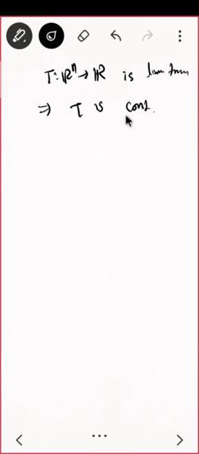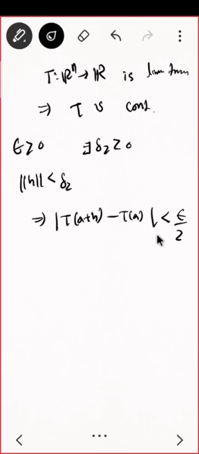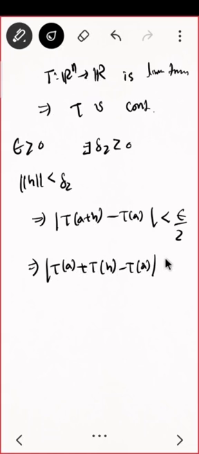If it is continuous, then can I write the definition of continuity? For the same epsilon positive, there will exist delta 2 positive such that norm of h less than delta 2 implies mod of T of a plus h minus T of a is less than epsilon by 2. But I want the condition on T of h. Since T is linear, I can write it as T of a plus T of h minus T of a, which is less than epsilon by 2. So this cancels, and we have T of h less than epsilon by 2.